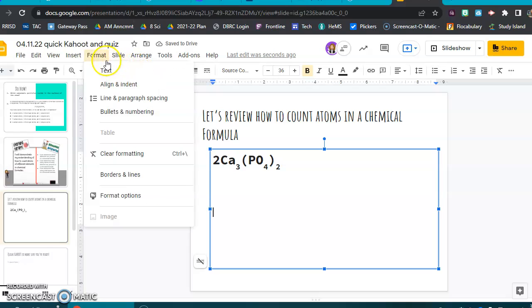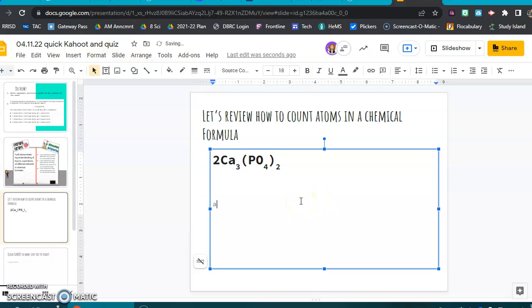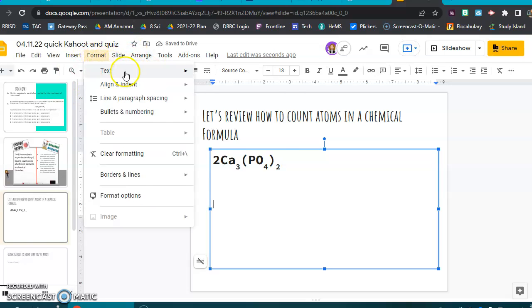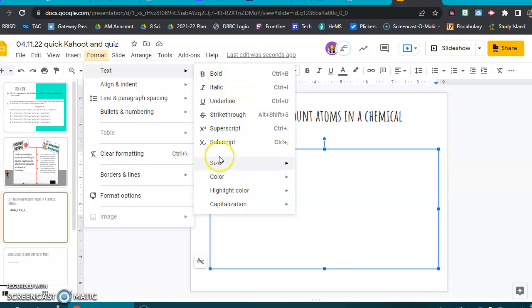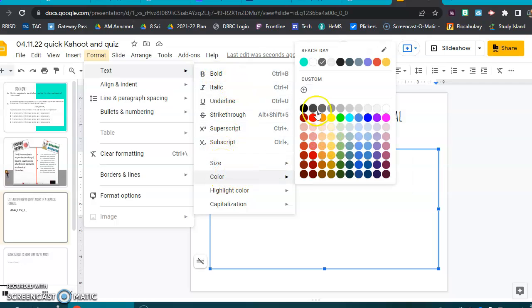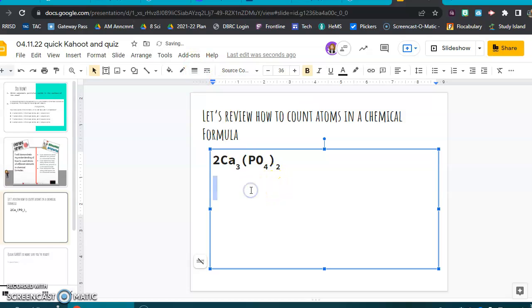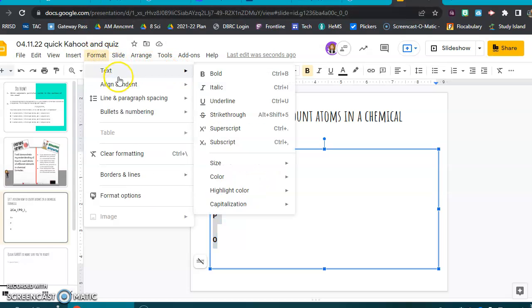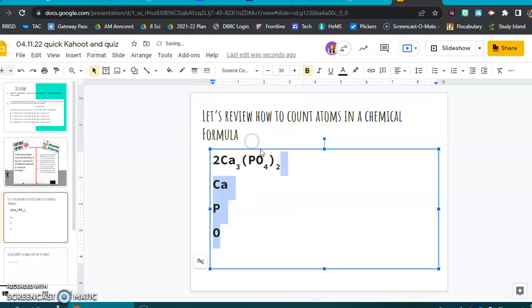So the first thing I would probably have you do is write out the formula. We're going to format that font a little bit. We're going to say size, color, there we go. All right, so here we're going to do it and we're going to say Ca, and then capital P, and then O. Oh, these are all in subscript, I need to cancel that. Let's take that subscript off. Format. We don't want to be subscript, we want to be regular.